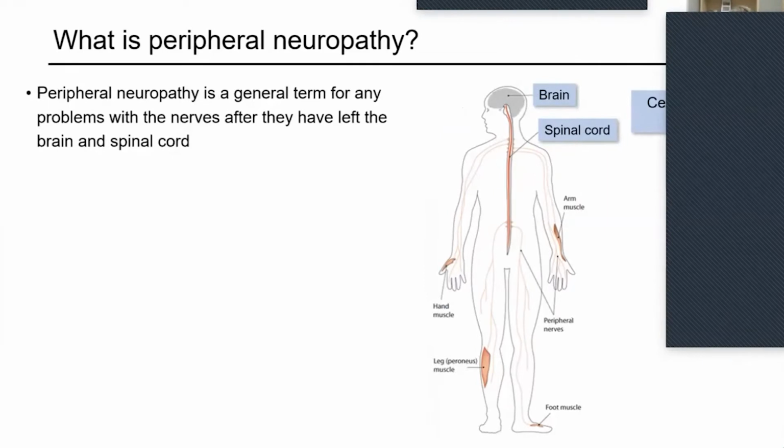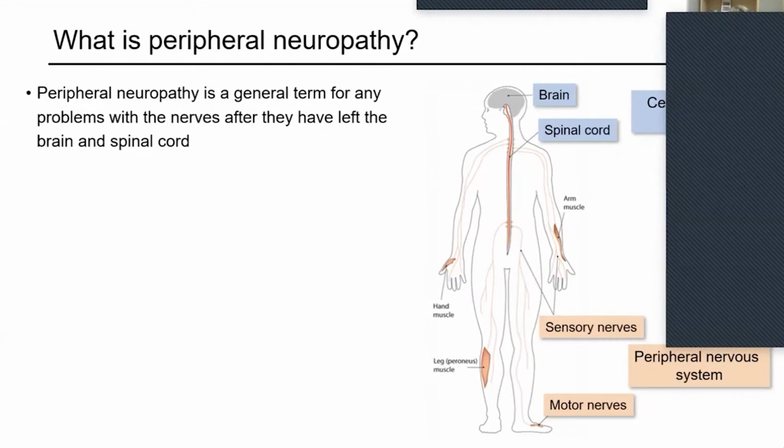So first, just a bit of basics about what peripheral neuropathy is. If we think about the nervous system, there's the central nervous system, which is composed of the brain and spinal cord. That's where the nerves that control your muscles originate, and where the nerves that sense things in your body terminate. And so peripheral neuropathy is really a general term for processes that affect the nervous system beyond the central nervous system. So the peripheral nervous system, meaning the sensory nerves after they have left the spinal cord, or the motor nerves after they've left the spinal cord.